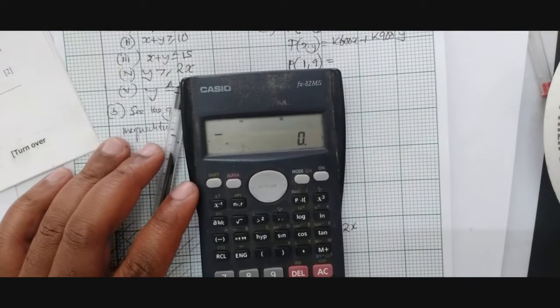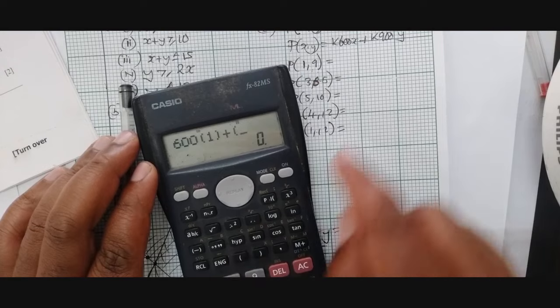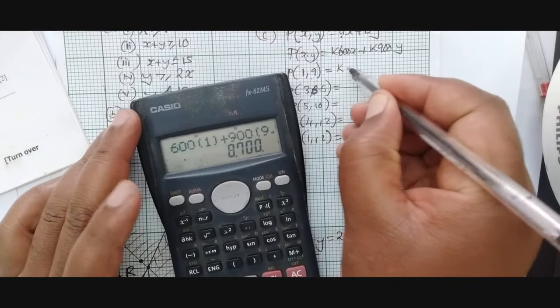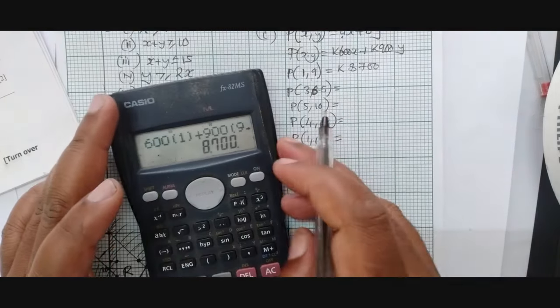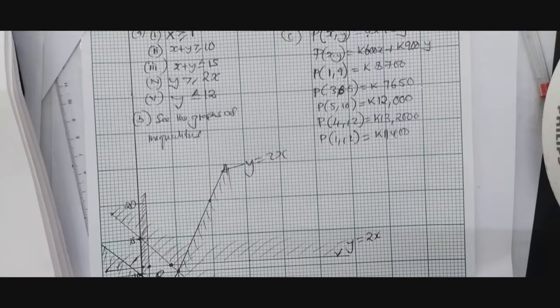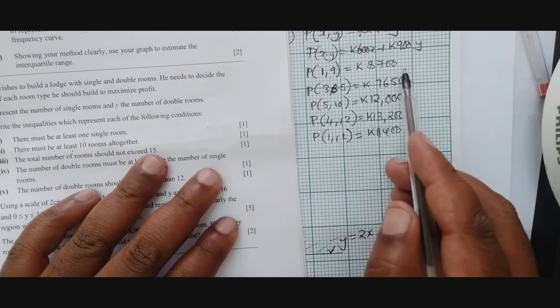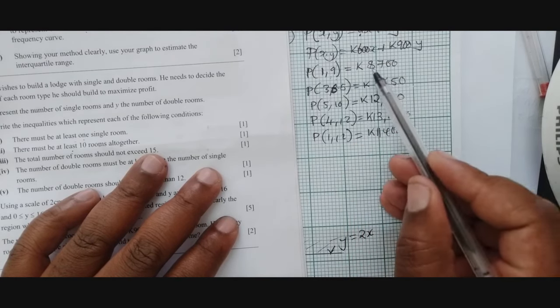For this one, we'll say 600, open the bracket, times 1, close, plus 900, plus 900, open the bracket, 9. So the income that could be derived from this combination is 8,700. All right? We do the same for all these. When we compute the values at all these points using the objective function, you multiply this by that, you add, you get that. 3 by 600 plus 6.5 by that, you get that. When you compute, these are the values.